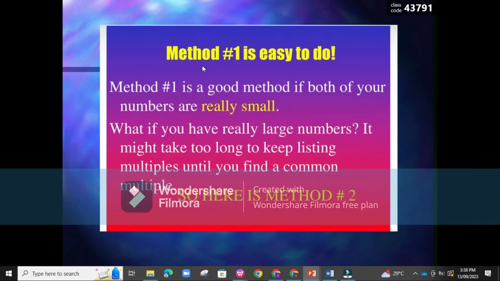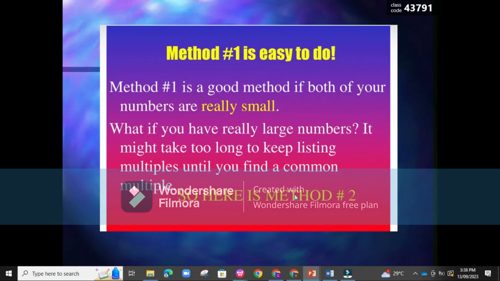So method 1, what have you noticed for method 1? It's very easy to do. All you have to do is list down all the multiples. So method 1 is a good method if both of your numbers are really small, or if you're dealing with small values. So what if you have really large numbers? It might take too long to keep listing multiples until you find a common multiple.